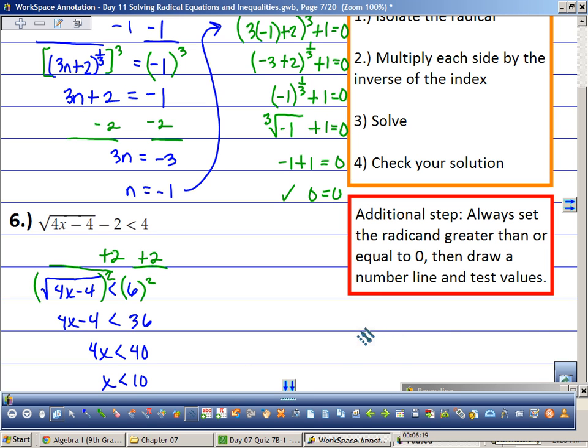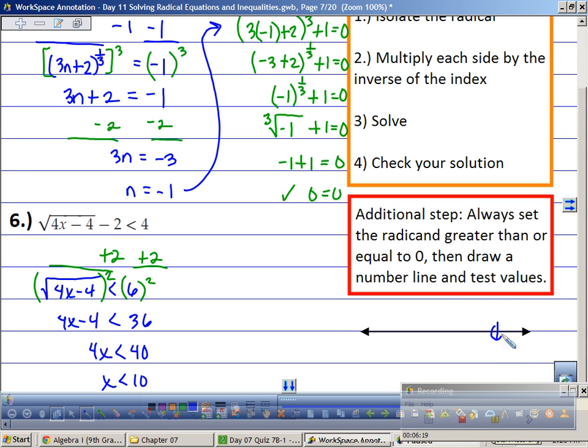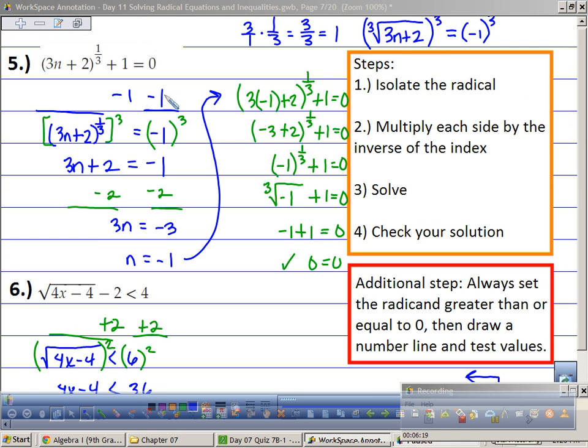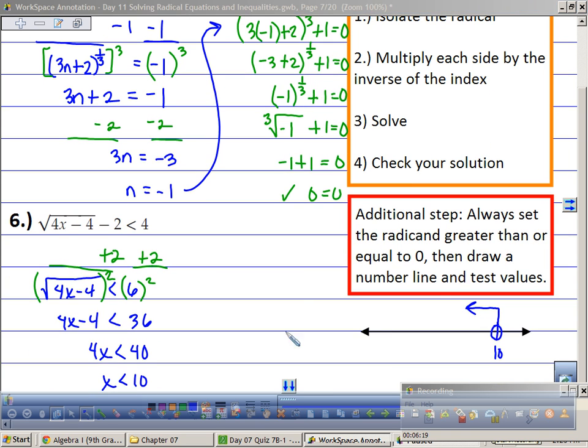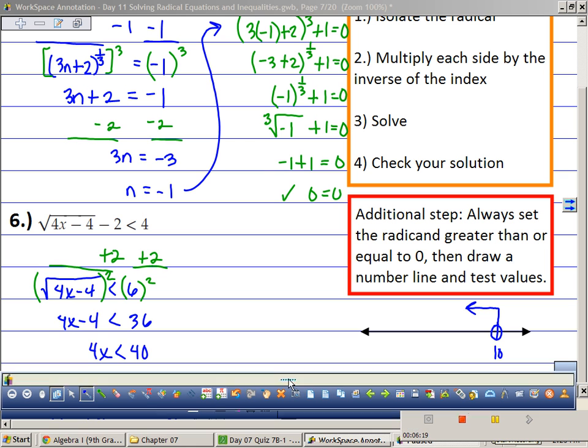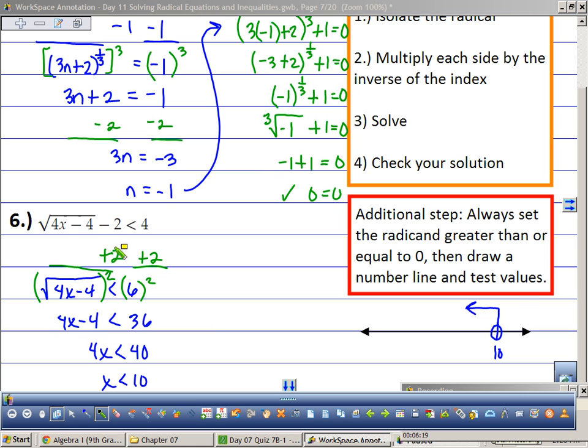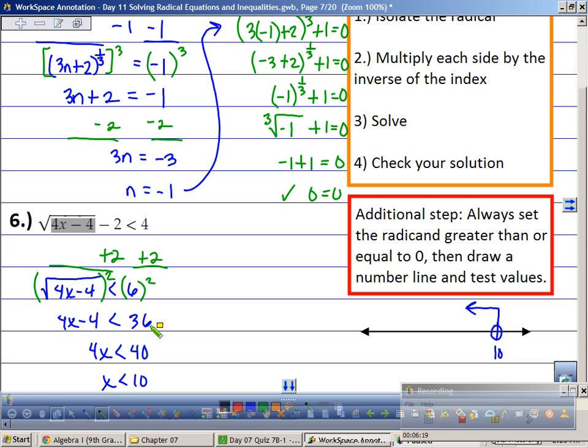Okay, this is how we check these. These are a little bit different. I just found that x must be less than, not equal to, but less than 10. The difference between inequalities and equalities is that this says n equals -1, and all I have to do is check it, right? This one says x is all the numbers that are less than 10. That's a lot of numbers, right? But we have problems with radicals because the radicand has to be greater than or equal to 0. So I better do some checking, not just with this solution, but all of them underneath it.